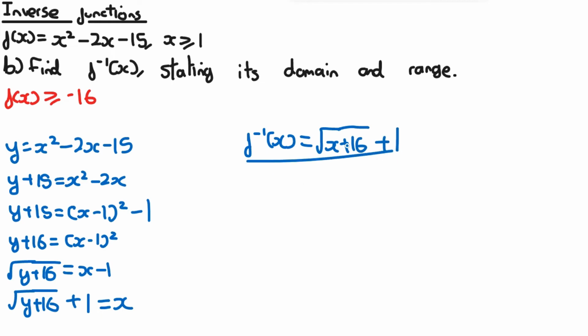And this is the final answer, but we also need to state its domain and range. We know the range because we talked about it before, and the domain is told here. So remember that for f⁻¹(x), it flips around the domain and range. We said that at the start.